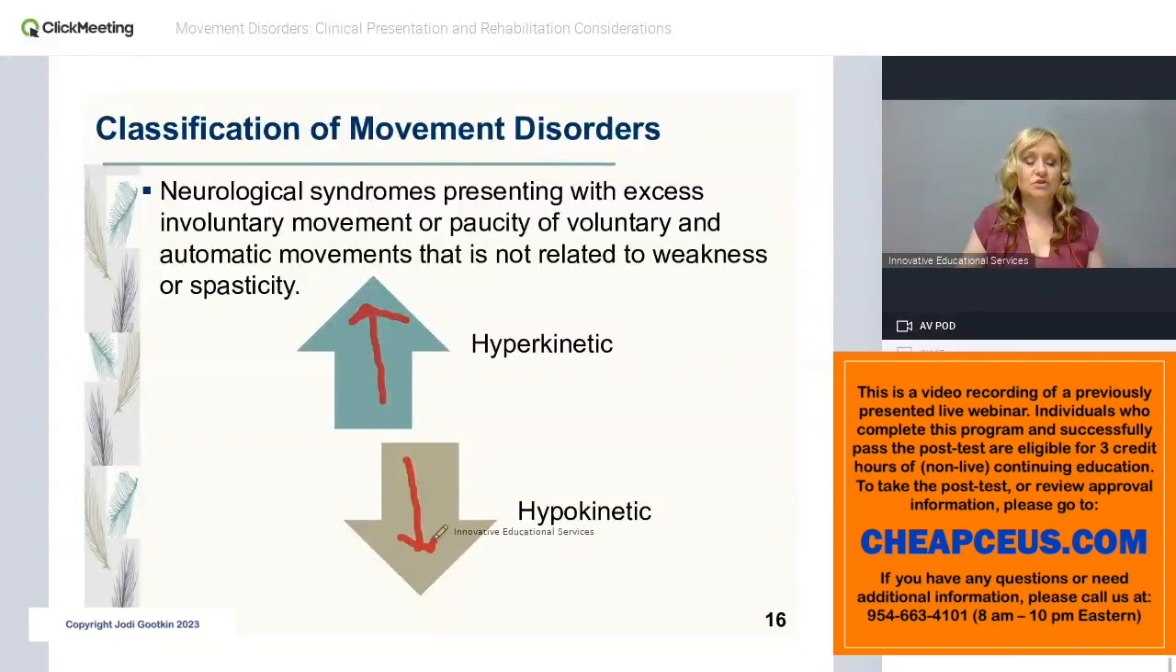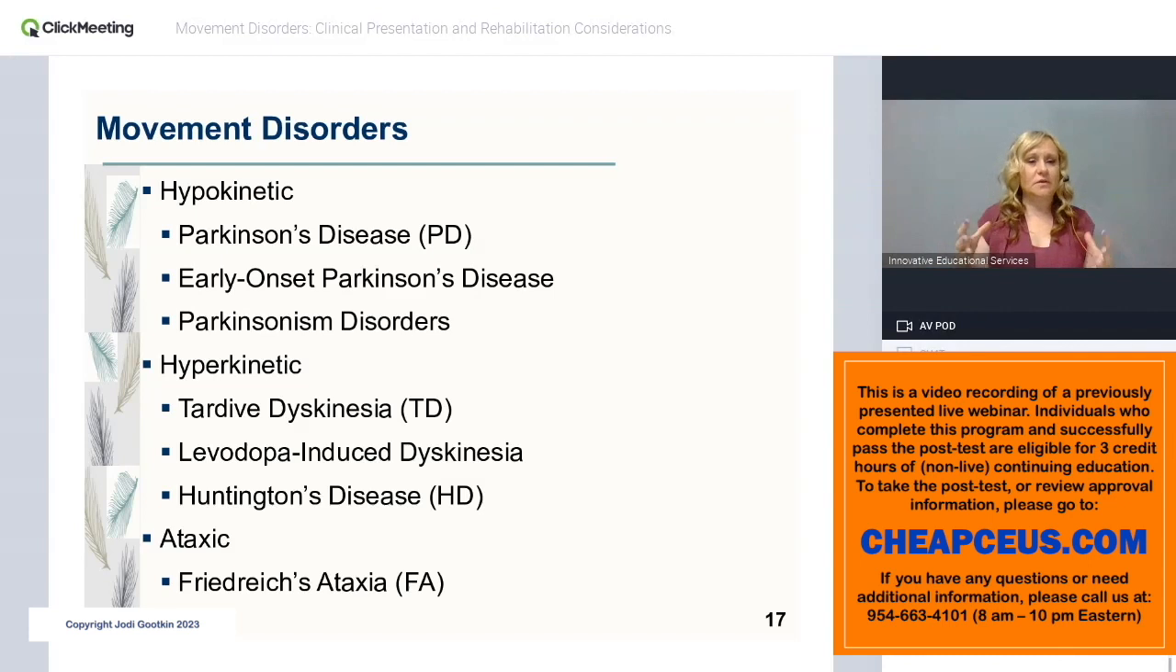Hypokinetic movement disorders are going to mean that the individual has a decrease of voluntary movement. They have little automatic movements, little initiation of active voluntary movements. So the classifications that we're going to look at based on that, the conditions that we will examine that are hypokinetic, where at its root is related to a challenge with initiating or getting movement going, will be our Parkinson's disease and our Parkinsonism conditions.